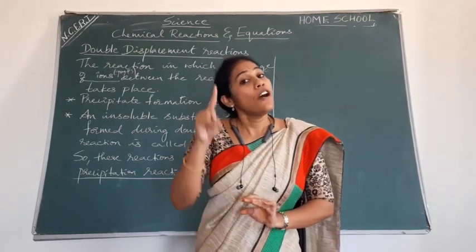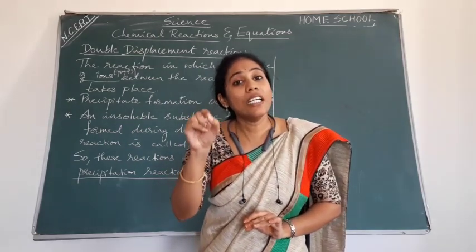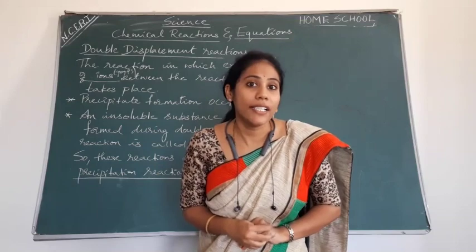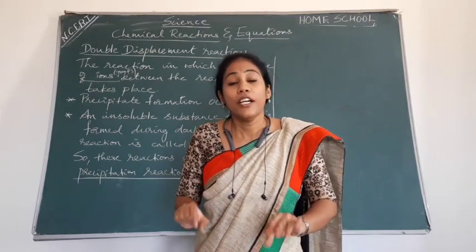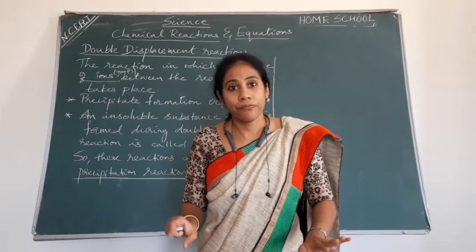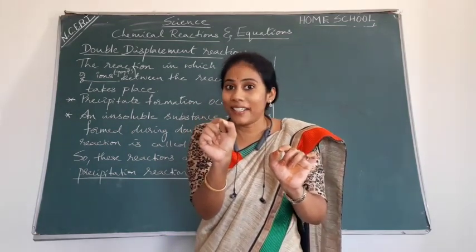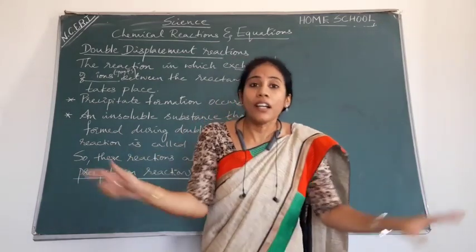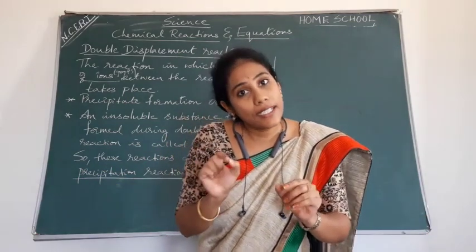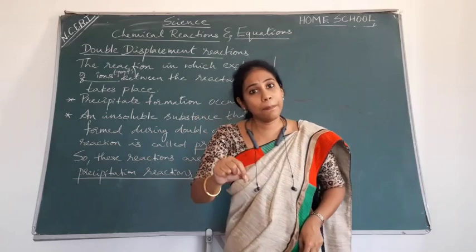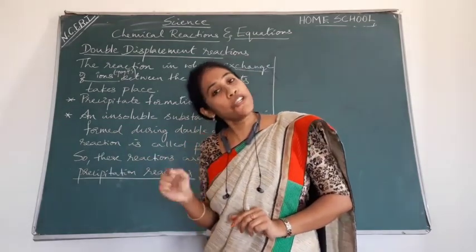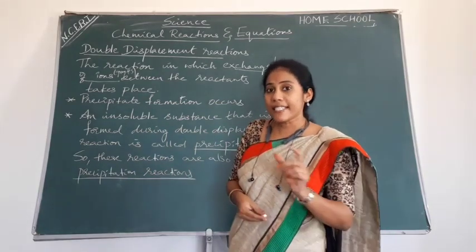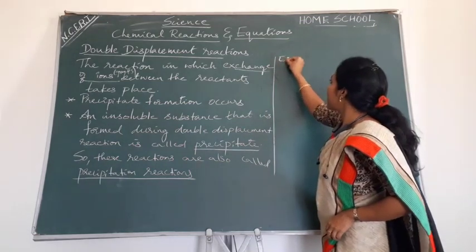Among the two products, one of the products will be a colored solid and that solid will not be soluble in water. It will not go into solution. You don't get a clear solution. Such a product, which is formed as a colored substance, not clear, not soluble in water, is called a precipitate. Since a precipitate is forming in the reaction, we also call these reactions precipitation reactions. Fine. Let us see one example. A very important example it is.